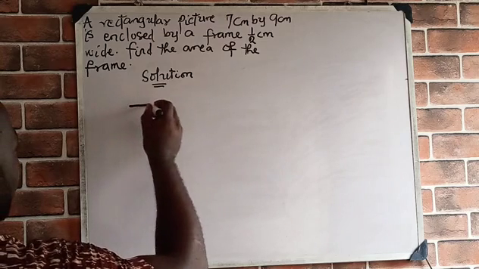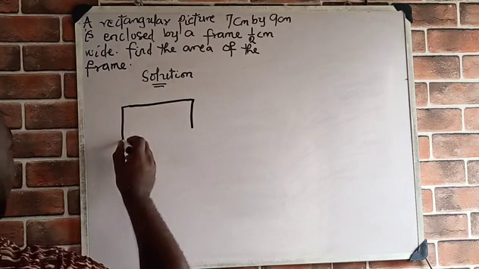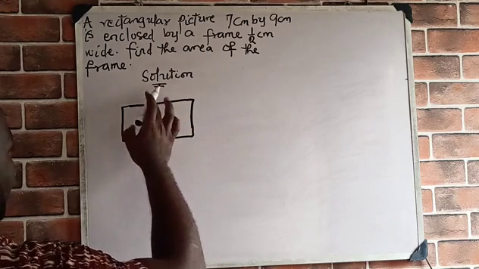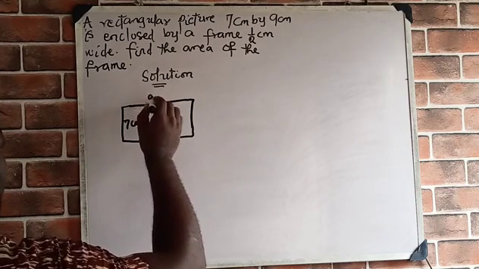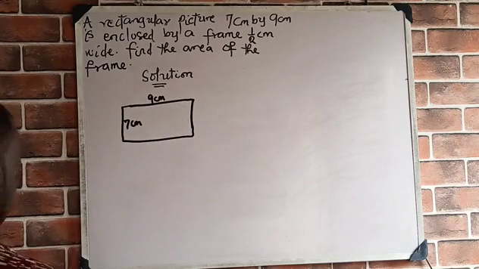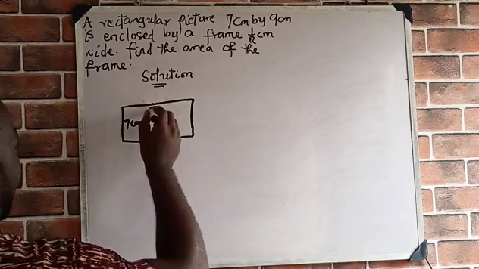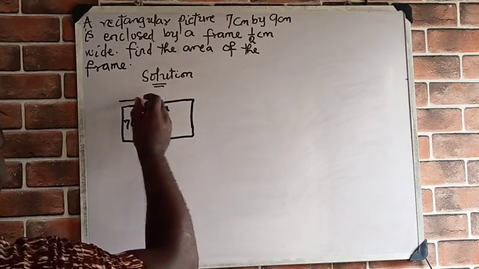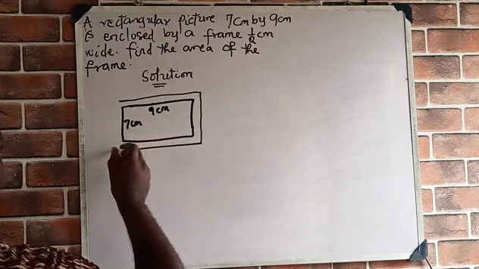Assuming this happens to be the picture, the rectangular picture, which is 7 cm here by 9 cm. I write the 9 cm inside. And then it's enclosed by a frame. Assuming this is the frame that the picture was enclosed in.